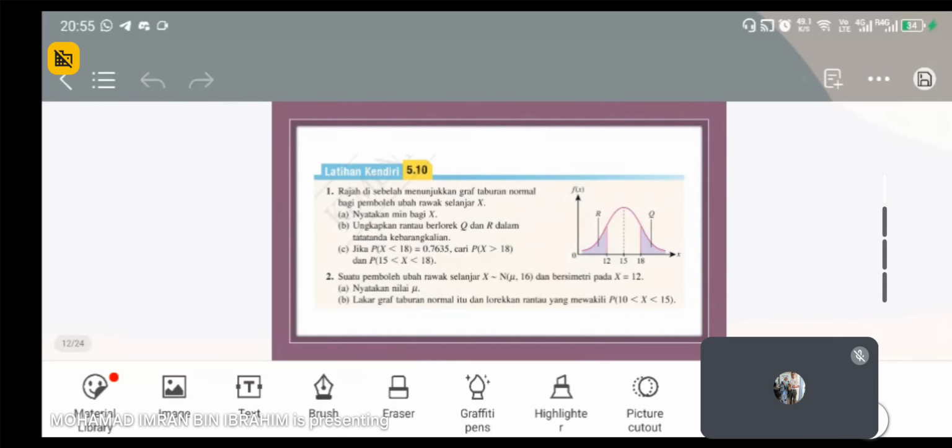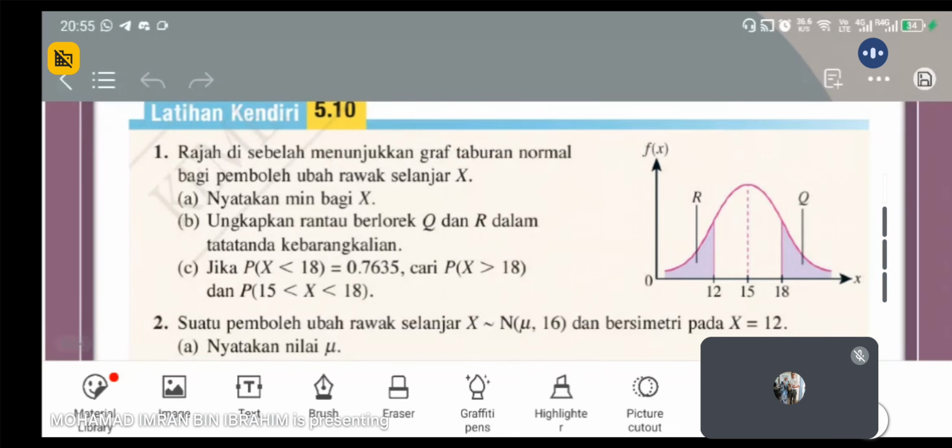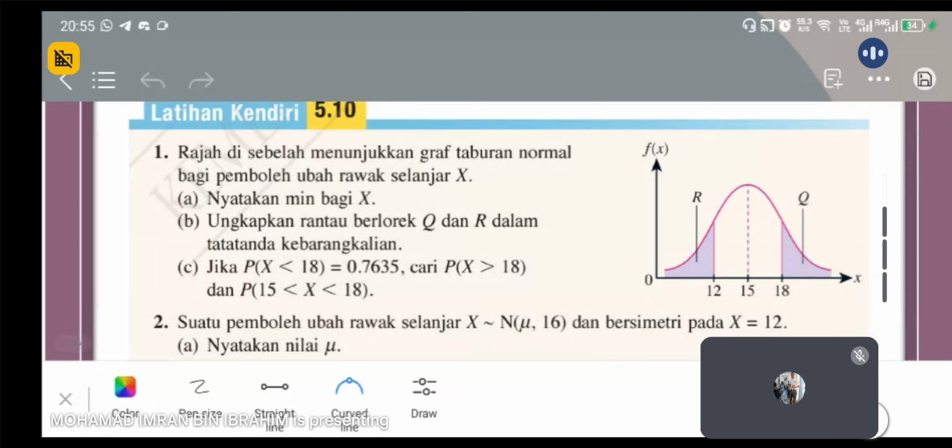Right, so self-practice 5.10. So this is where the questions come, so we go through. The first question: the diagram shows the graph of a normal distribution for a continuous random variable X. State the mean of X. This is an obvious question, hopefully you guys know. So the mean, guys, anyone?